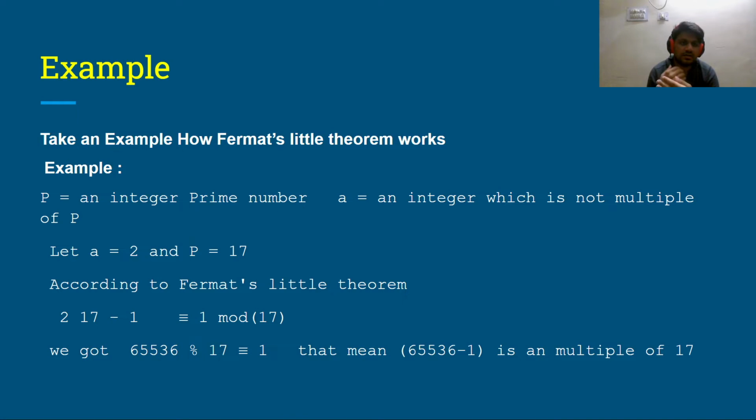For example, p equal to an integer prime number, a equal to an integer which is not a multiple of p. Let a equal to 2 and p equal to 17. According to Fermat's little theorem, 2^(17 minus 1) is equivalent to 1 mod 17. By evaluating this, we got 65536 % 17 equivalent to 1. That means 65536 minus 1 is a multiple of 17.